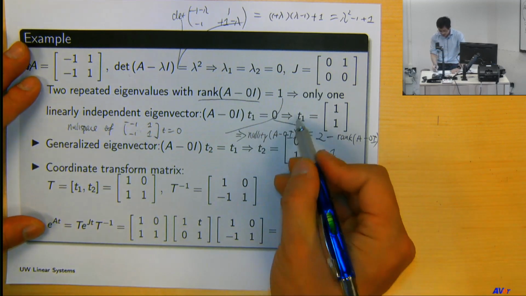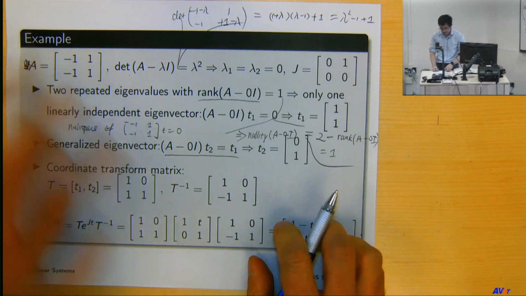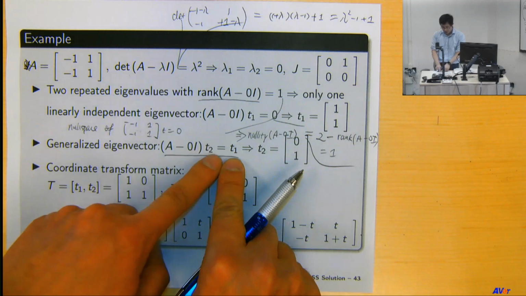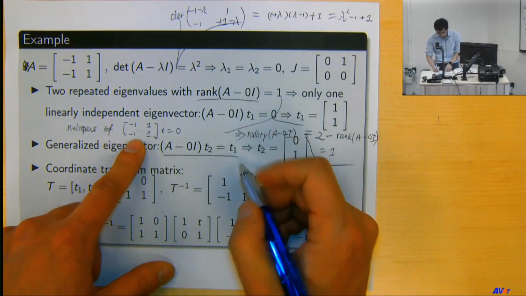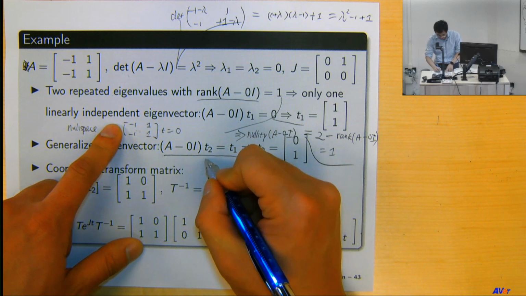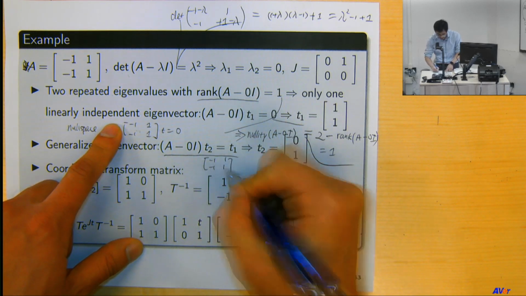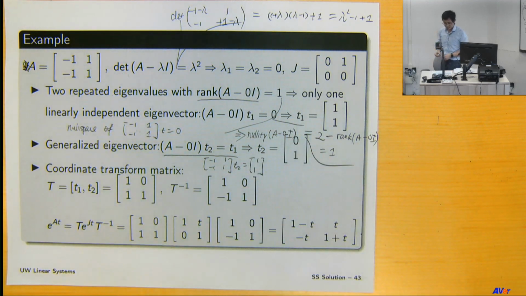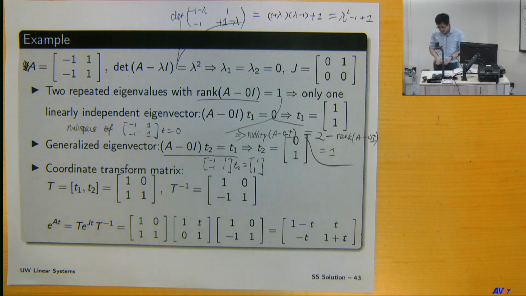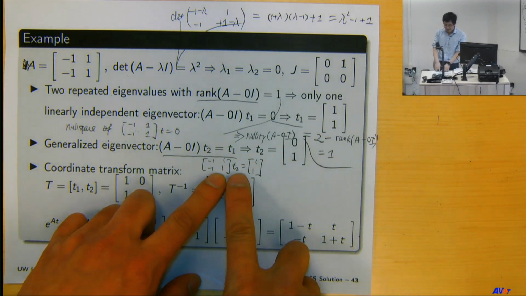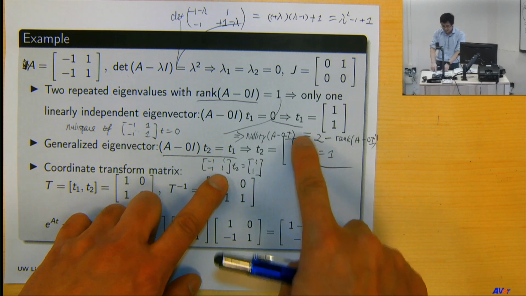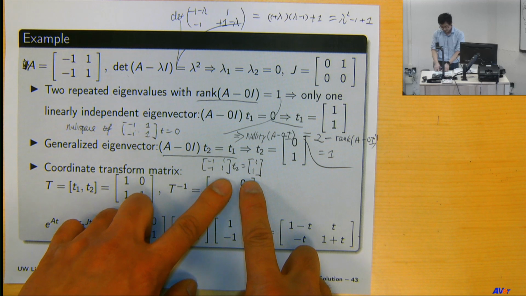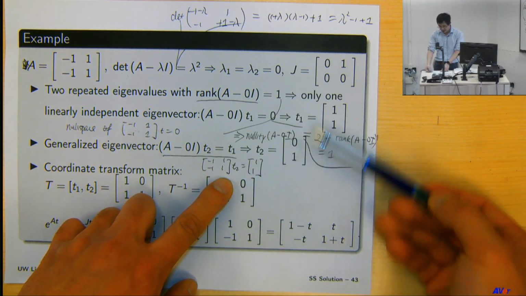So then, with this, we do a generalized eigenvector computation. So we do A minus lambda I times T2 equal to T1. So this is saying that negative 1, 1, negative 1, 1 times T2 must be equal to T1. So we can pick, let's say, the second column. So T2, let's say 0, 1, is going to give me the equality. So you see that T1, T2 are linearly independent.